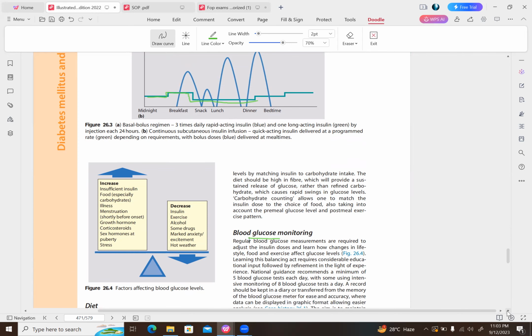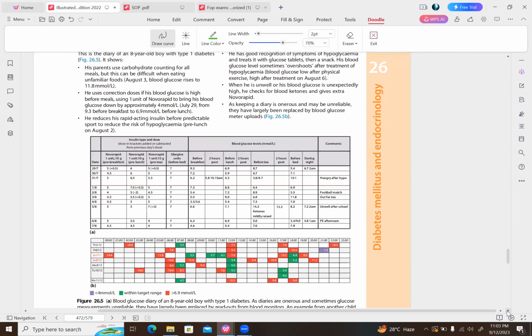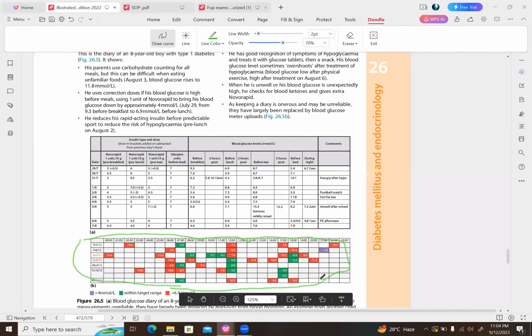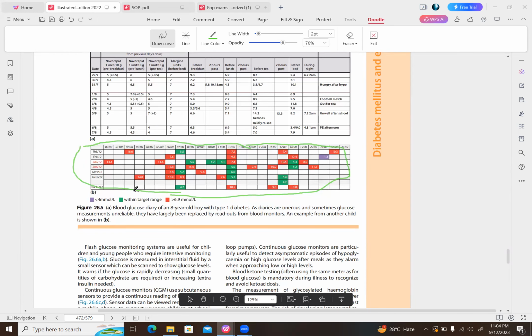Diabetes is actually an important topic. That's why I'm covering it as much as I can. Yes, this kind of table you can find in the paper, in which they have given you many readings. Okay, it looks difficult, but actually it's easy. I will solve those recalls for you. Look here, this purple one is less than 4, which is hypoglycemia. This green one is within the target range. This green is all right, okay? And this red is more.